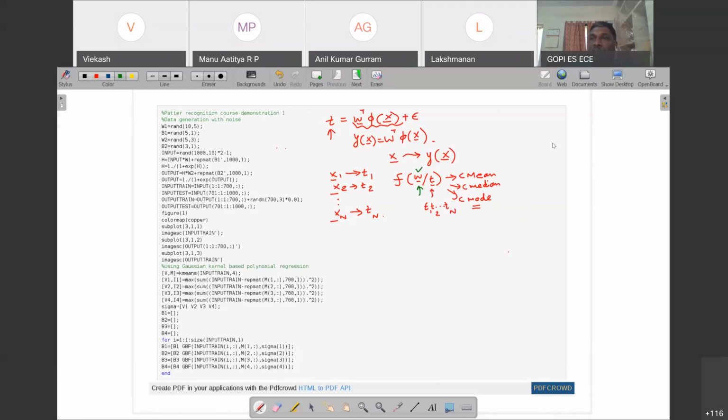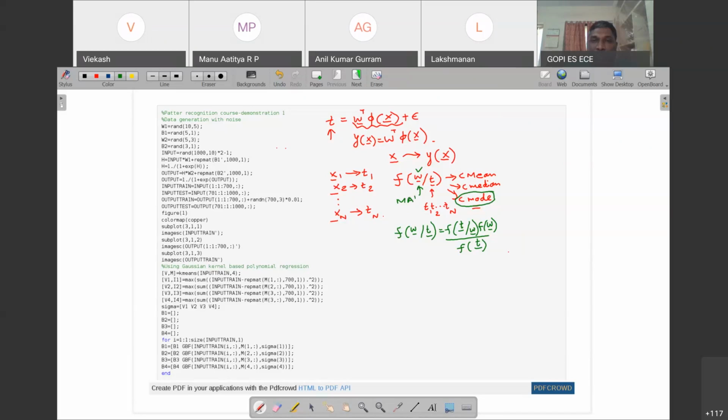As this density function is hardly available, we try to get a relationship between this and the likelihood function. We can write this as f of t given w times f of w, whole divided by f of t. That is how we can write it. So we go for this mode.